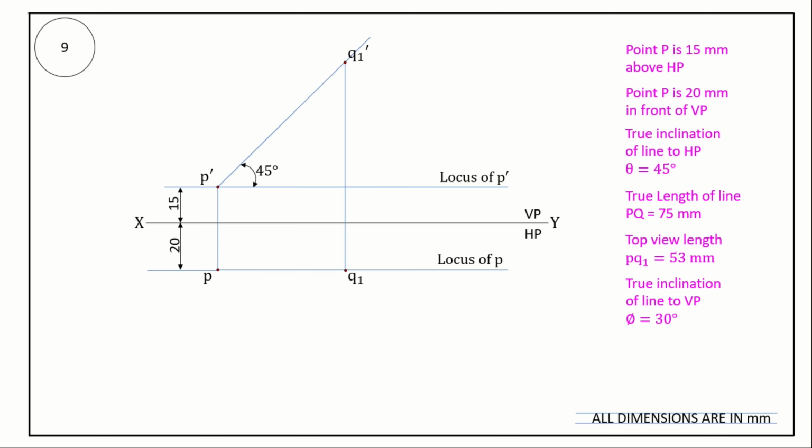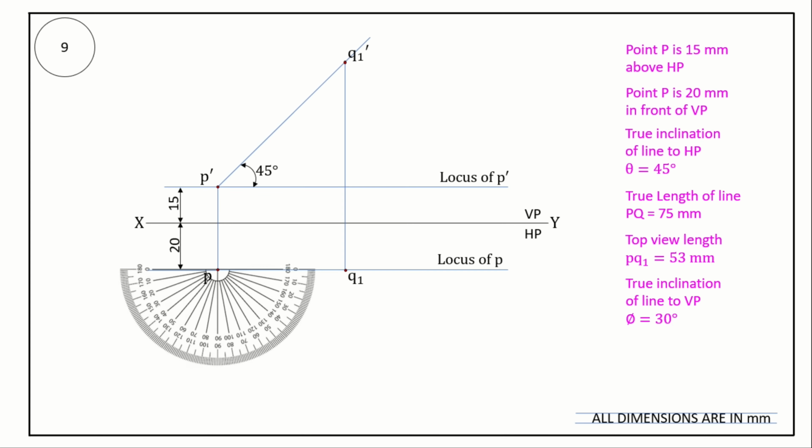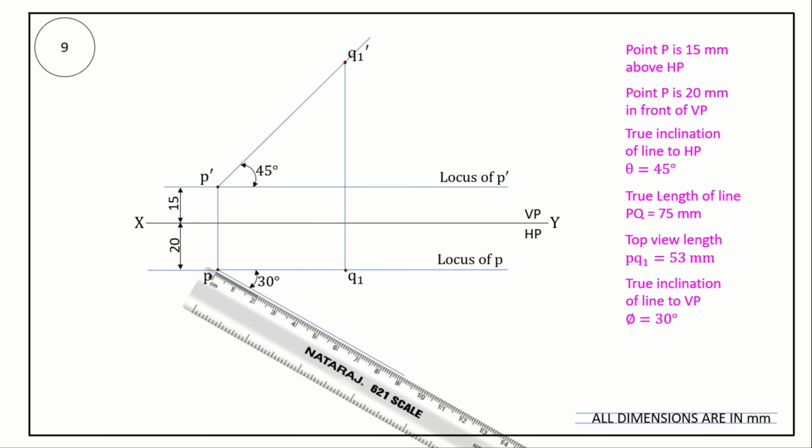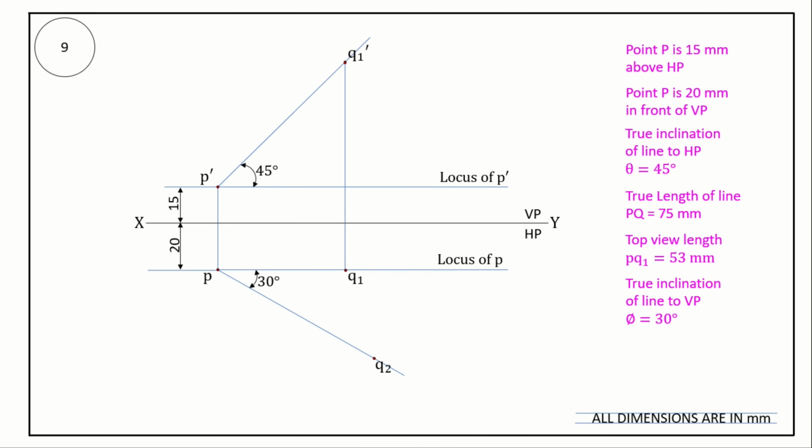Next it is given true inclination of line to VP, phi equal to 30 degrees. Take a protractor with reference point as P, measure angle equal to 30 degrees, draw an inclined line. We know the true length of line PQ equal to 75 mm. From the point P, measure 75 mm, mark a point Q2. Here the line PQ2 measures true length equal to 75 mm and the line PQ2 is inclined at an angle of 30 degrees to XY line.